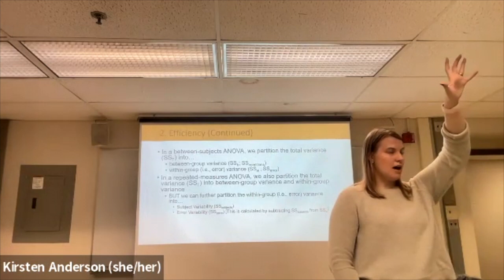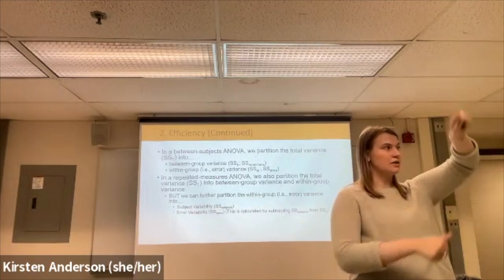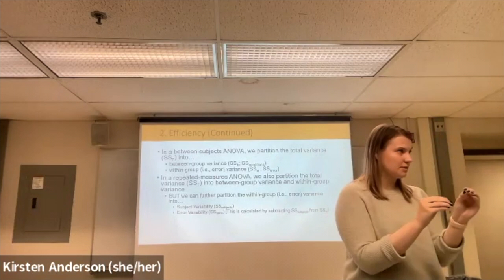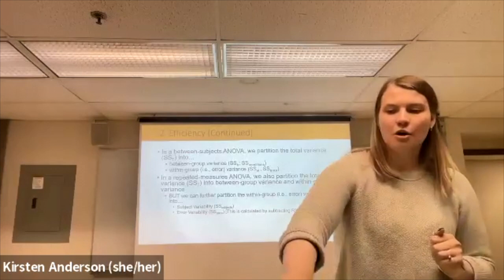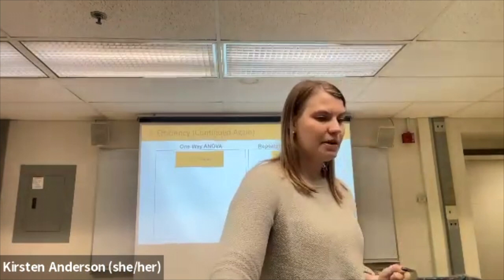That reduces the error. And remember, when we calculate that F-score, it's the mean sum of squares between over error. So if we have a smaller error term, that F-score will go up. We want to get that denominator as small as possible to increase the likelihood of having a significant F-value. Put another way, one-way ANOVA and repeated measures ANOVA both have the total variation.